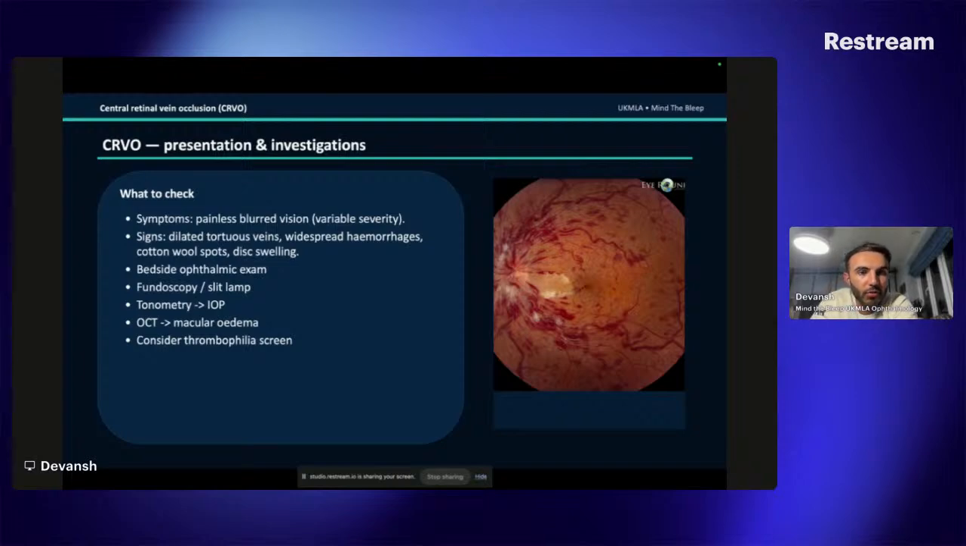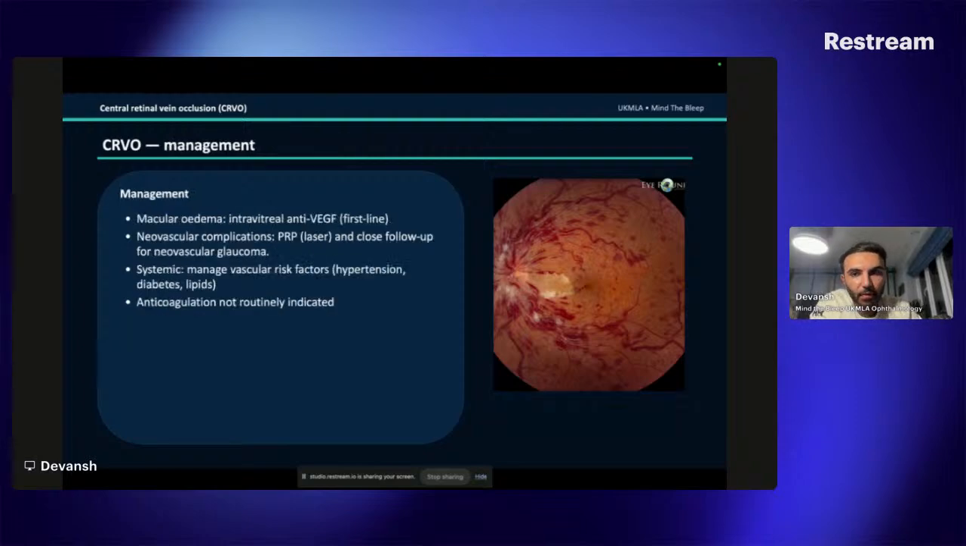Tonometry is very important to assess the intraocular pressure here, as our vessels are under more pressure due to the poor drainage of the blood. And of course, if we ever want to assess macular edema, we can do the optical coherence tomography investigation we discussed previously. A thrombophilia screen, if we're considering more systemic causes of this thrombosis, would also be useful to consider.